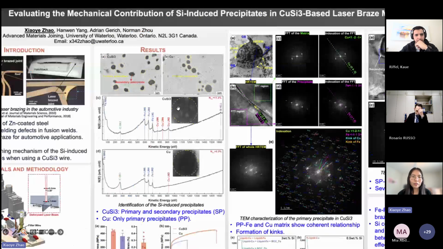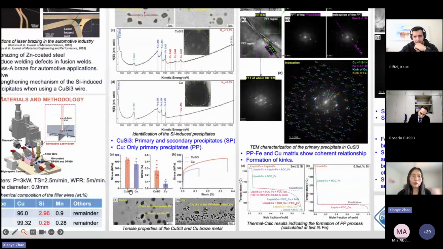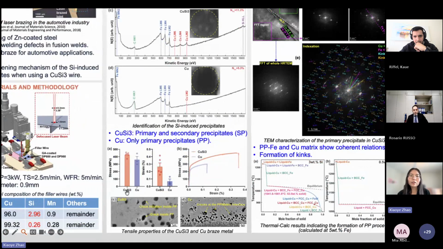And then we move to the tensile test. Okay, so the copper silicon 3 braze shows a significantly higher tensile strength compared to the copper braze metal. So what's the reason for the improvement of this mechanical performance?